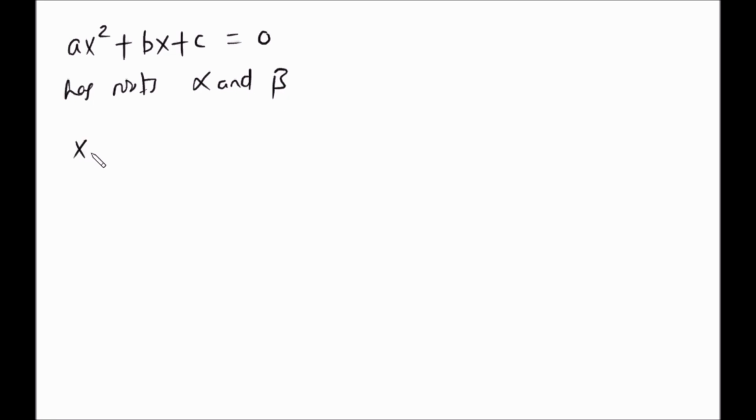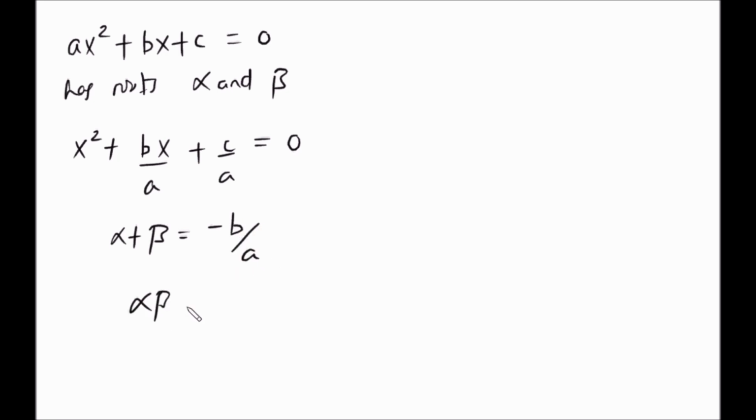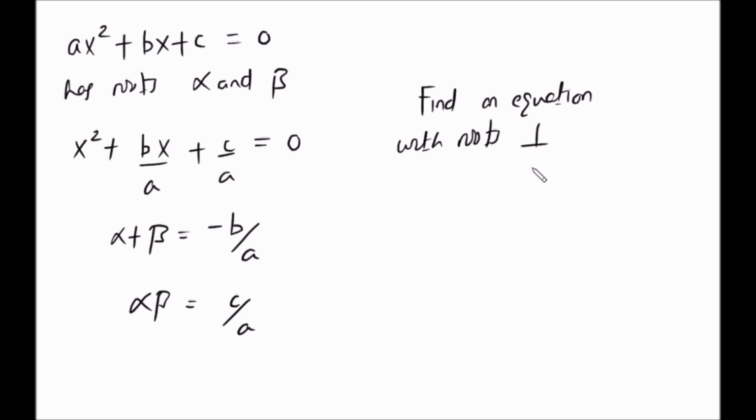So hiyo equation hapo juu tunaweza tukaiandika like x squared plus tukigawanya kwa a everywhere b over a x plus c over a sasa na 0. So our sum of roots itakuwa ni negative b over a, and then our product of roots itakuwa ni c over a. So sisi we are required to find an equation with roots 1 over alpha cube and 1 over nini? Beta cube. So remember this and then find the sum of roots and the product of roots.